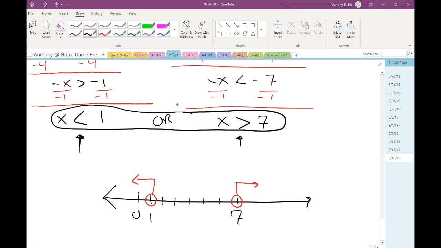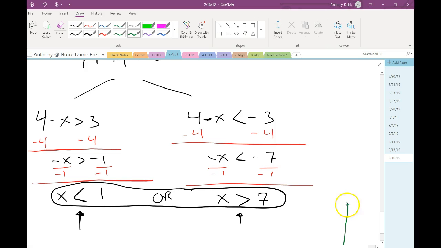Can we ever have a situation where both the arrows point the same direction? Could I have a situation where it looked like this? No. What does this mean? It means you forgot to flip your inequality at some point. The likely point is right here. When you negated that one equation, it's likely that you just forgot to flip your inequality.